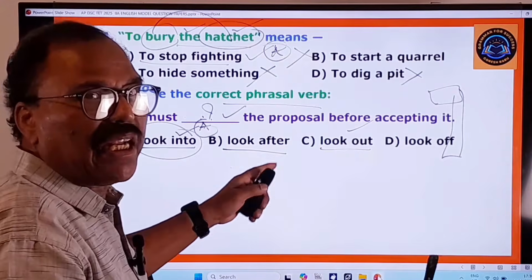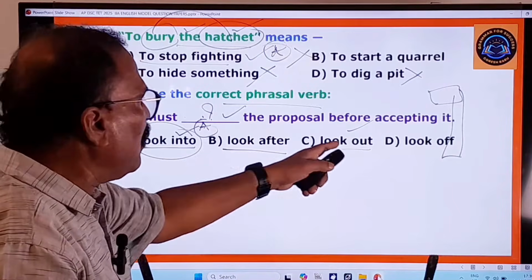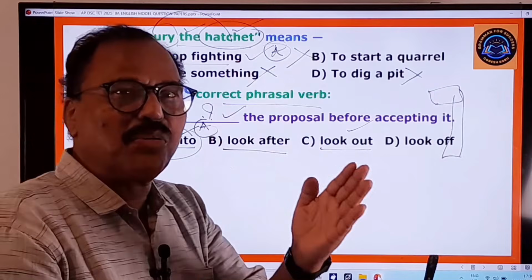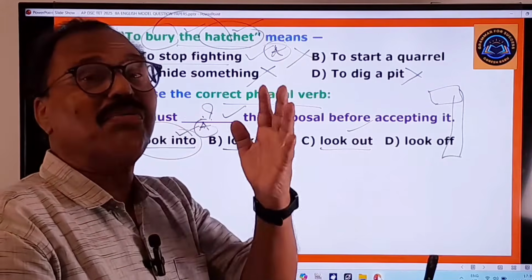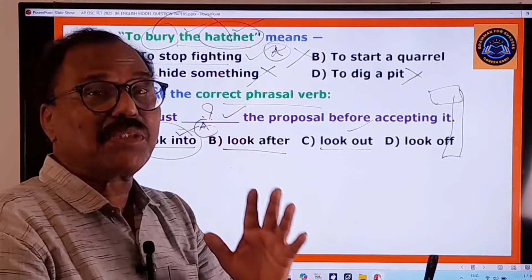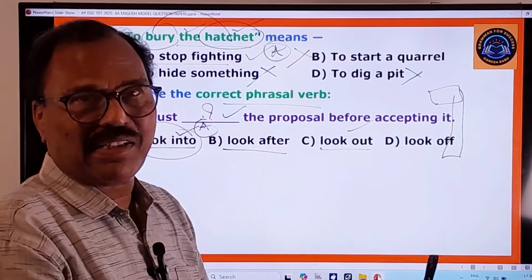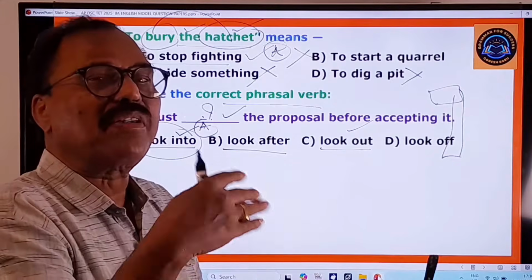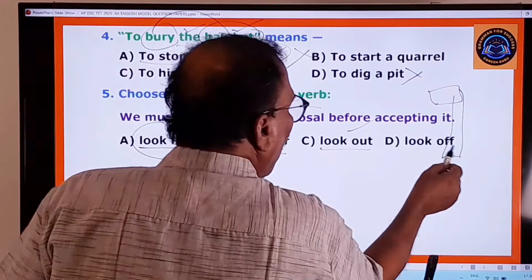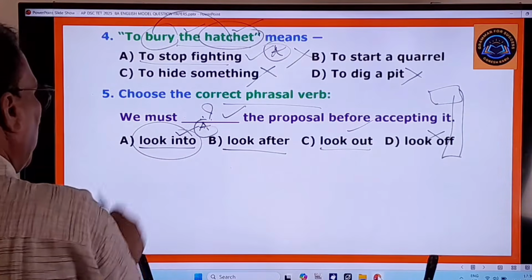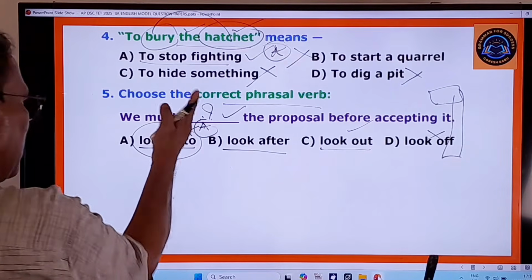This is only to take care of others. So that's look after. Look out means to take care of oneself. If you want to walk through the Amazon forest, look out for snakes. Look out for snakes means take care of the very poisonous snakes in that forest. So look out means take care of oneself. But look off, it's not a phrasal verb at all. And therefore, this first one fits in this blank, and therefore that is your answer.